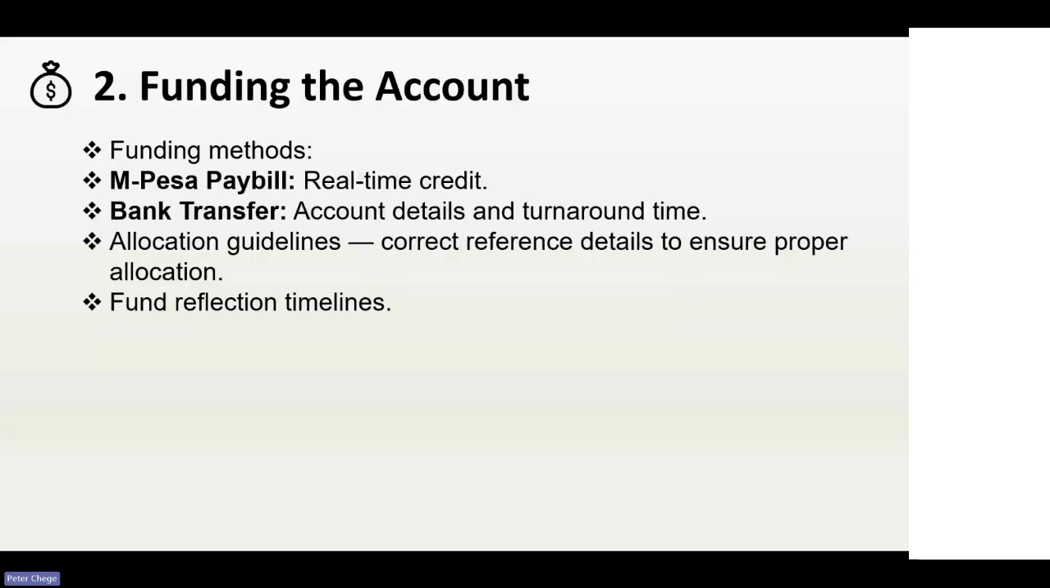So what options do you have at AIB? One of them is M-Pesa pay bill. Veronica will put it on the chat. It's 548800. That is the pay bill number you use. 548800.